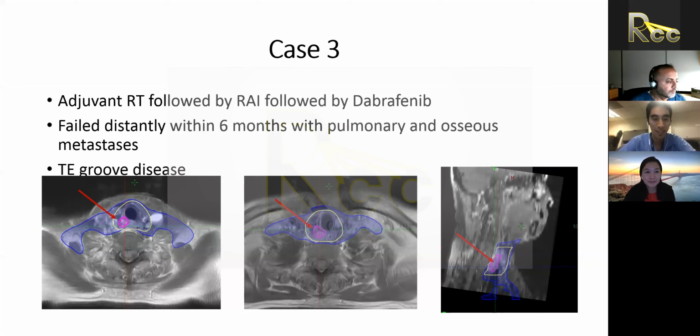Yeah, so right here, the red arrow's pointing right to it, and then you're basically contouring everything except the esophagus. It's right there.